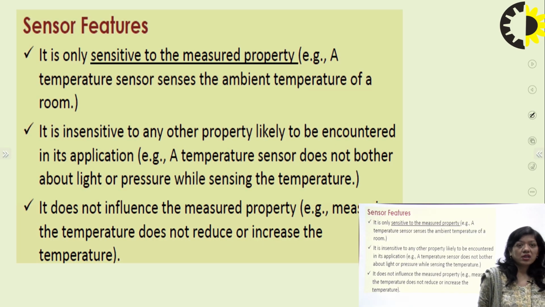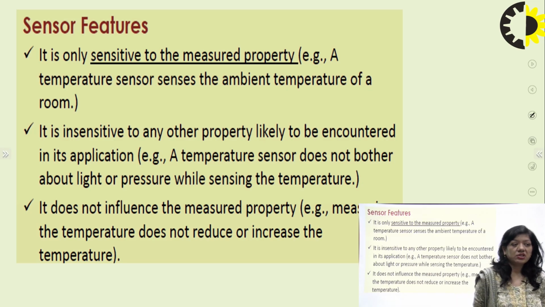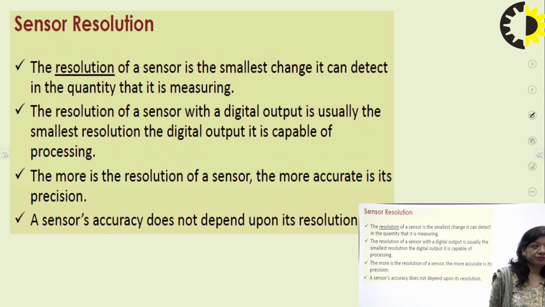So what are the sensor features? A sensor is only sensitive to the measured property. For example, a temperature sensor senses the ambient temperature of a room. It is insensitive to any other property likely to be encountered in its application. For example, a temperature sensor does not bother about light or pressure while sensing the temperature. It also does not influence the measured property, like measuring the temperature does not reduce or increase the temperature.